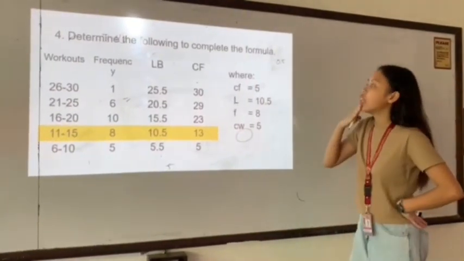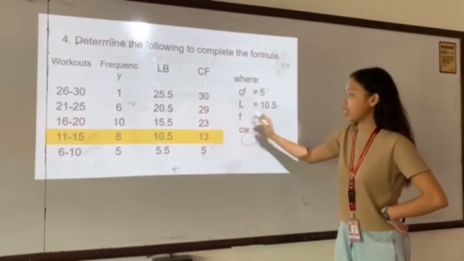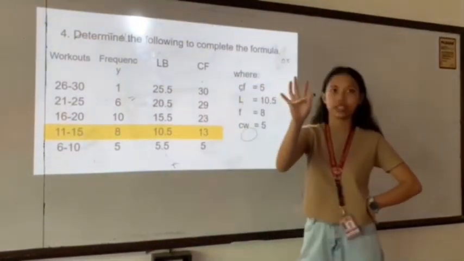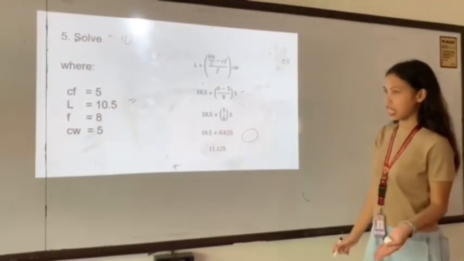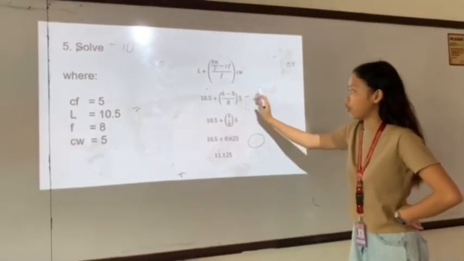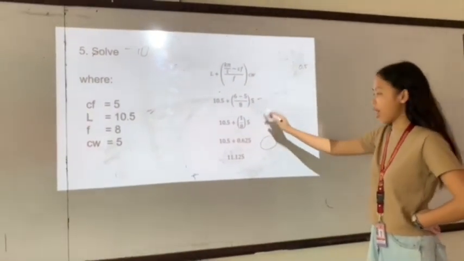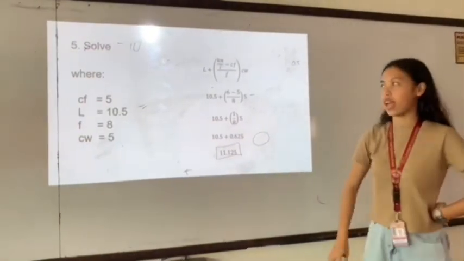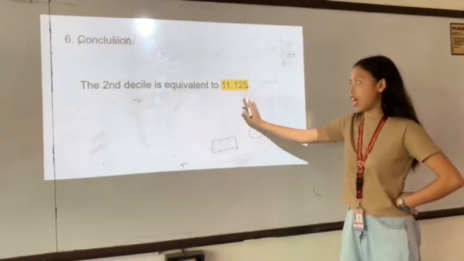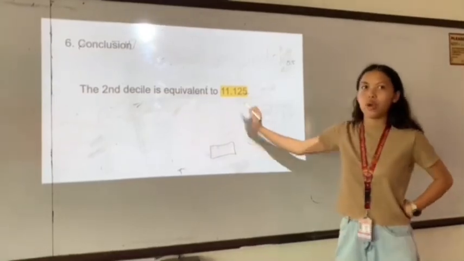So here, again, to get the CF, we should use the lower cumulative frequency. The lower boundary is 10.5, the frequency is 8, and the class width is 5, since 11, 12, 13, 14, 15. Now, we should solve it using the formula. So, putting in all the data: 10.5 plus (6 minus 5) over 8 times 5, the answer is 11.125. So, to conclude, the second decile is 11.125. It means that the second decile of the number of quartiles is 11.125.